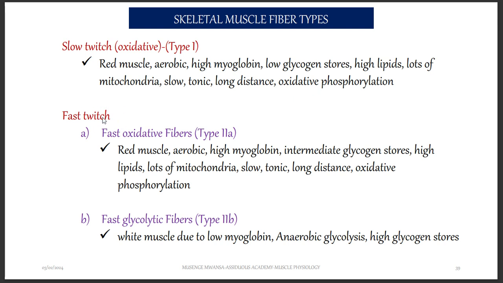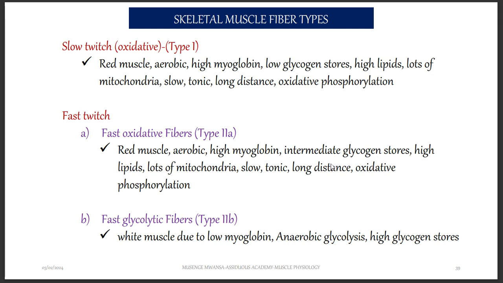For the fast twitch, these are the type 2 muscles. We have got fast oxidative, which is type 2A. These ones are also red. They also depend on aerobic respiration. They also have high myoglobin.